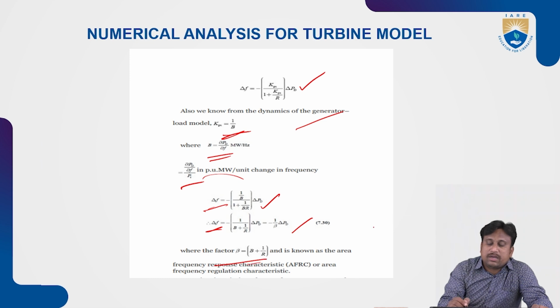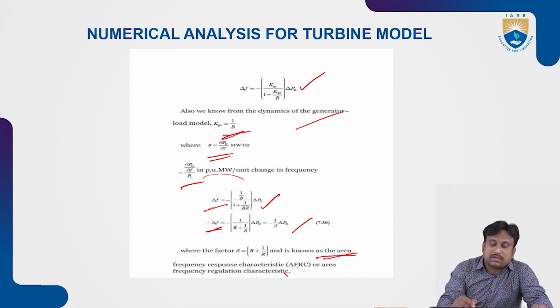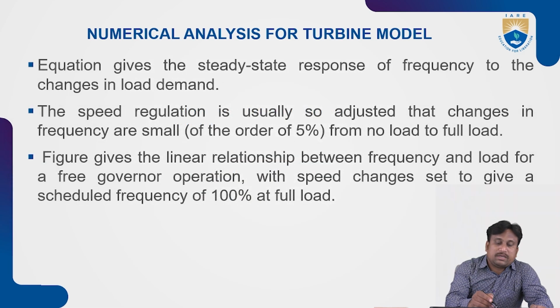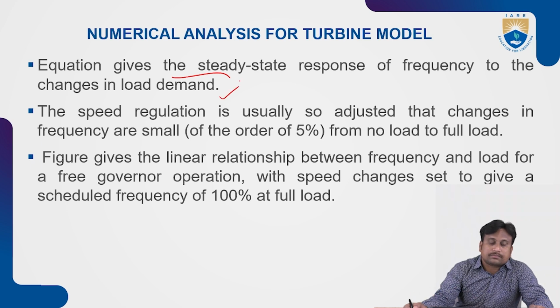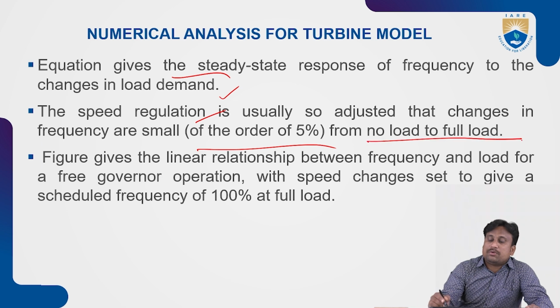This factor beta is B plus 1 by R, which is known as the area frequency response. This is most important in the characteristic manner, as AFRC, our area frequency regulation characteristic, is going to be treated here. So that expression gives the steady state response of the frequency to changes in the load demand. Speed regulation is usually adjusted so that changes in frequency are very small, which is about the order of 5% from no load to full load.